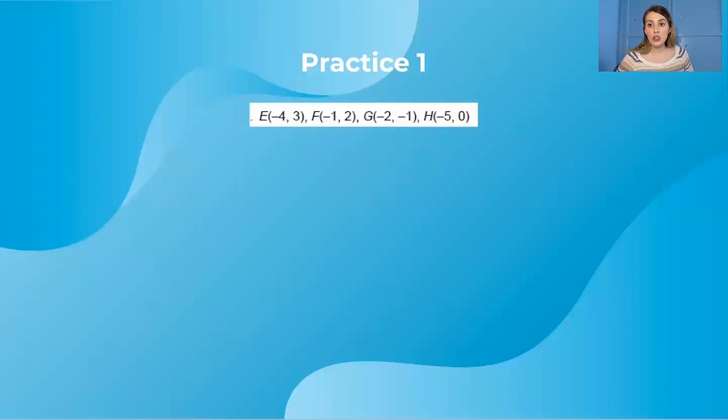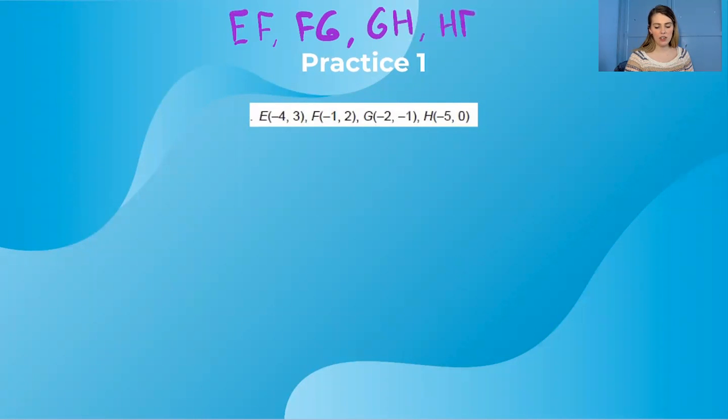So what I'm going to want to do when I solve these problems is first name all the different sides of the shape that we're going to have. So we're going to have EF, FG, GH, and HE. From there, the first thing I have to do is determine that it's a parallelogram. In order to do that, I need to find the slopes of every single one of those sides.